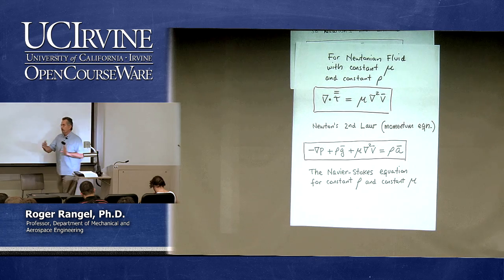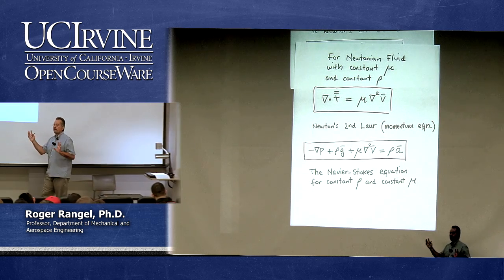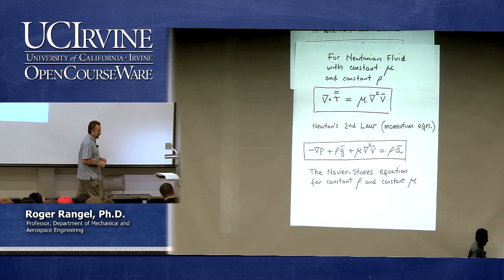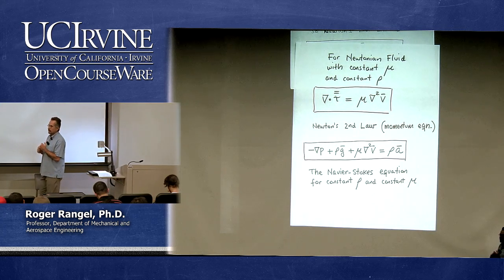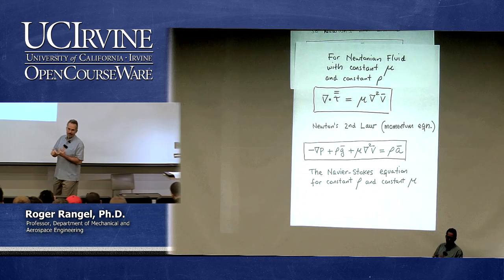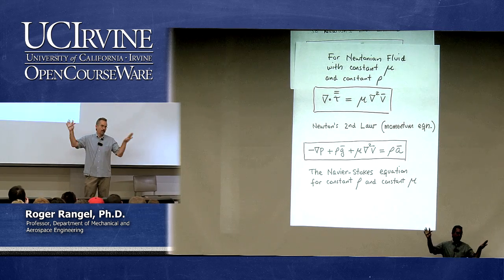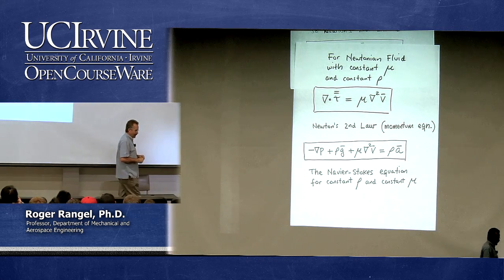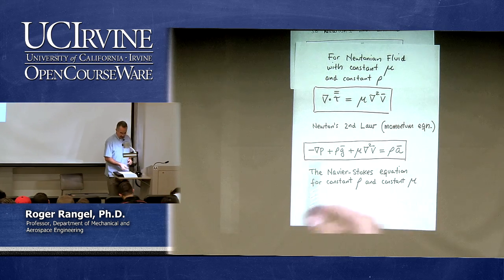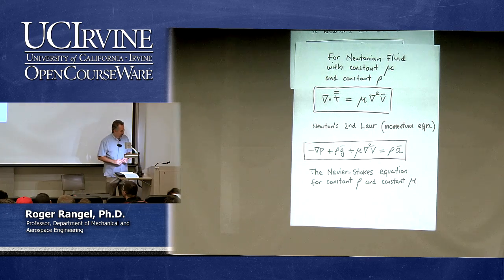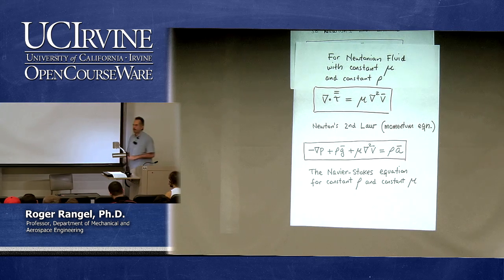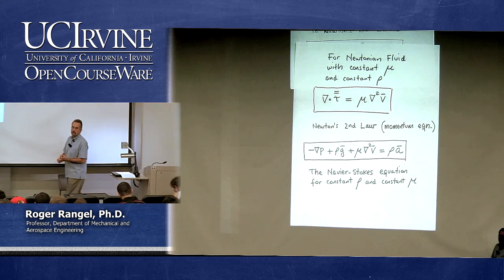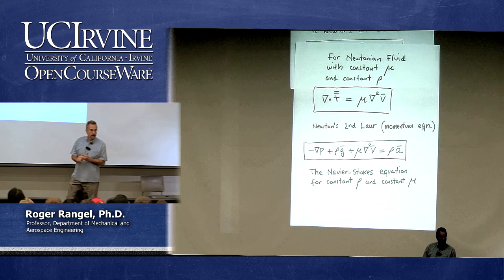There is a much more complicated version of the Navier-Stokes equation if the density is not constant and the viscosity is not constant. It has a lot more things in it. It gets more complicated. That's all you need to know. This version of it is for Newtonian fluids, constant density, constant viscosity. Does anybody have a question?